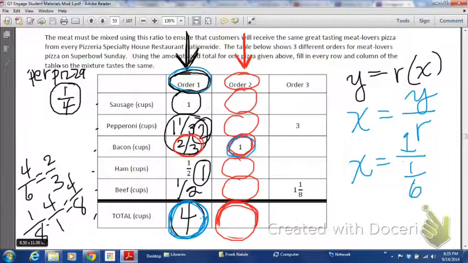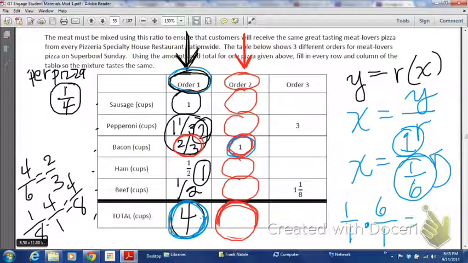If we did this equation-wise, we would multiply 1 over 1, which is what 1 is, by 6 over 1, because we're dividing by 1/6, which means multiplying by the reciprocal, and we would get 6 over 1, which is of course 6. So now we know our multiplier, or our number of pizzas, is actually 6. Everything needs to be multiplied by 6.